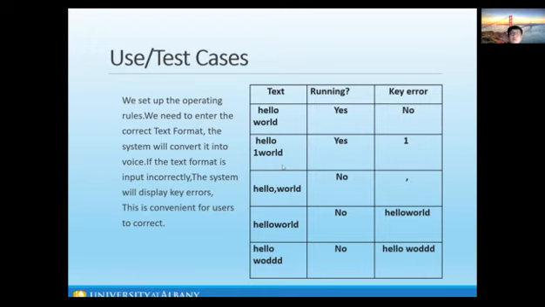Hi, I'm Bowen. Now, let me introduce the use test cases. The table lists our test results. Here, we use 5 examples to show the results. We used 5 examples with different errors for comparison, including spelling errors, punctuation, and space errors. In general, we set up the operating rules. We need to enter the correct text format. The system will convert it into voice. If the text format is input incorrectly, the system will display key errors. This is convenient for users to correct and check the error.